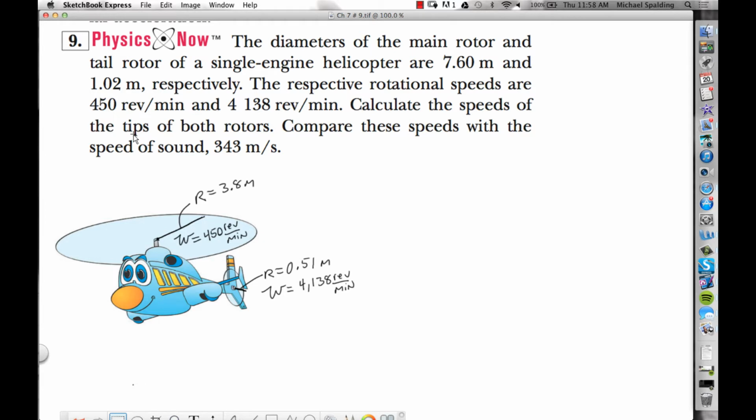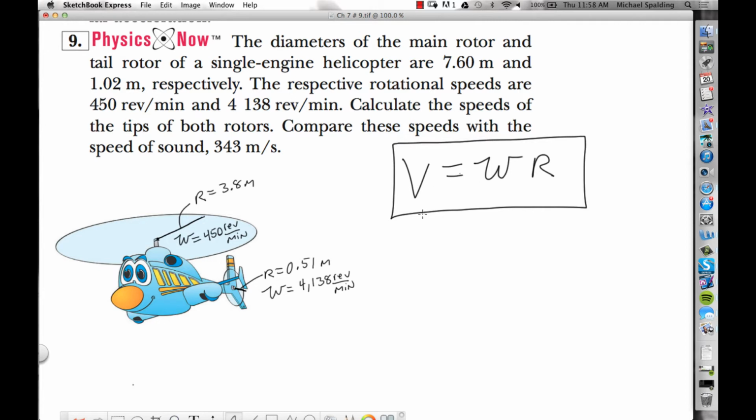To solve this problem, you need to have this equation: velocity equals angular velocity times radius. So here's how this equation works.